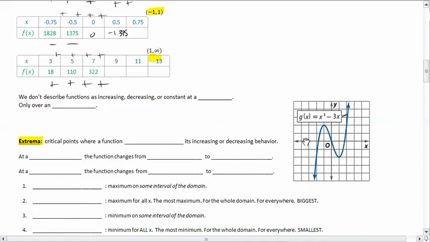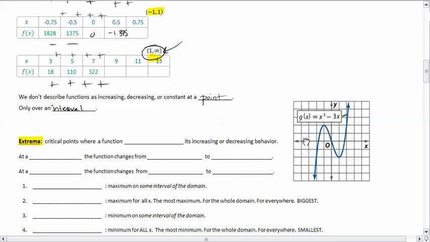It's important to know that we don't describe functions as increasing, decreasing, or constant at a point. So at a point on a graph, if you have this point right here, we don't call this point increasing or decreasing. We might have some maximum or minimum, but you only call it increasing or decreasing over an interval. So if I'm asking you where it's increasing or decreasing, I want to know from where to where.